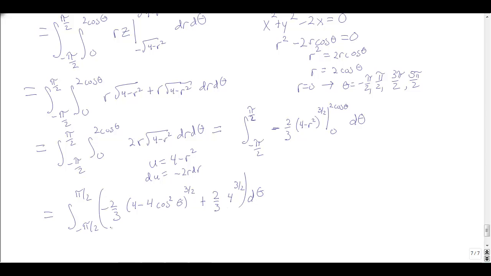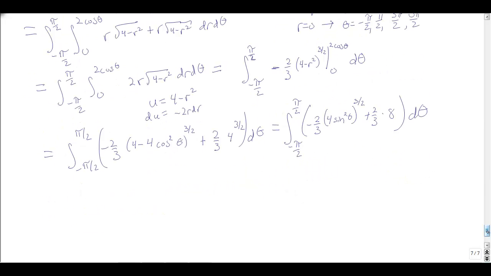d theta. So what I get, let's see, an integral from negative pi over 2 to pi over 2. 4 minus 4 cosine squared theta is actually 4 sine squared theta. So I get negative 2/3 times 4 sine squared theta, but that's raised to the 3/2. And then plus 2/3 times 4 to the 3/2. Square root of 4 is 2, and then cubed is 8.